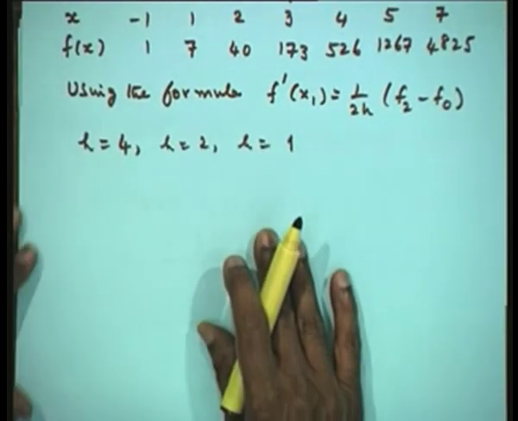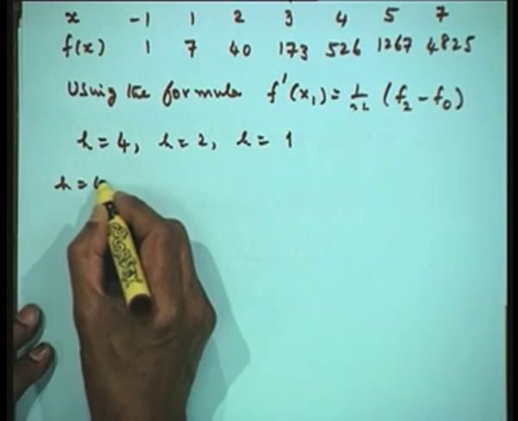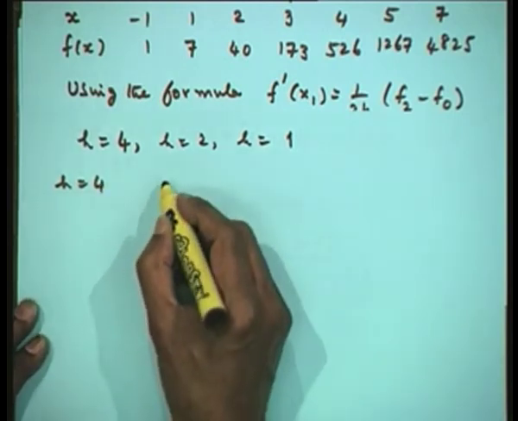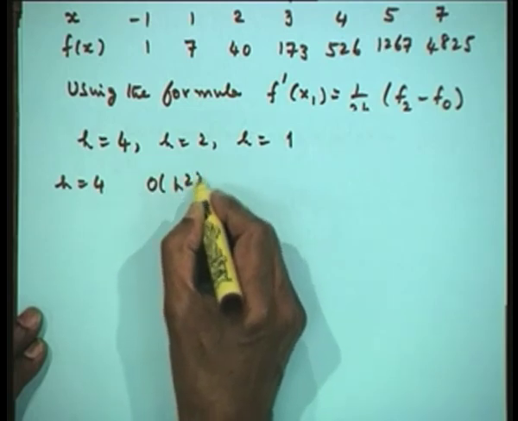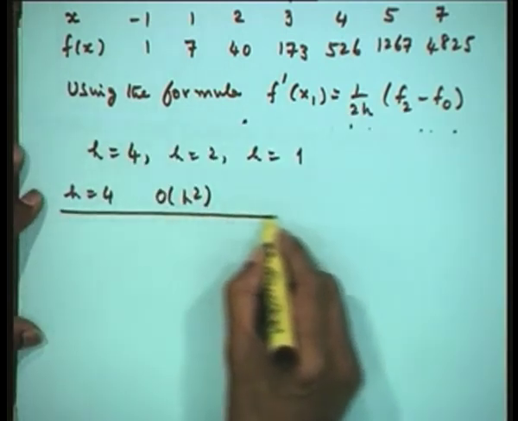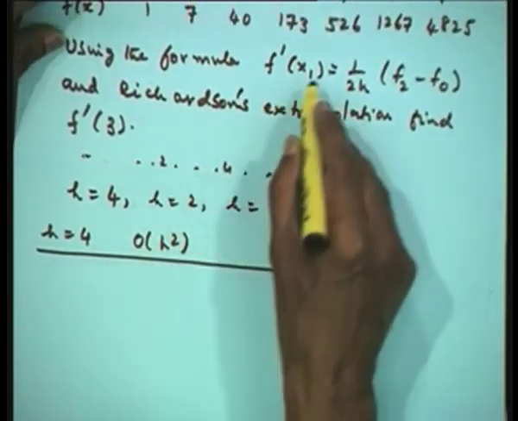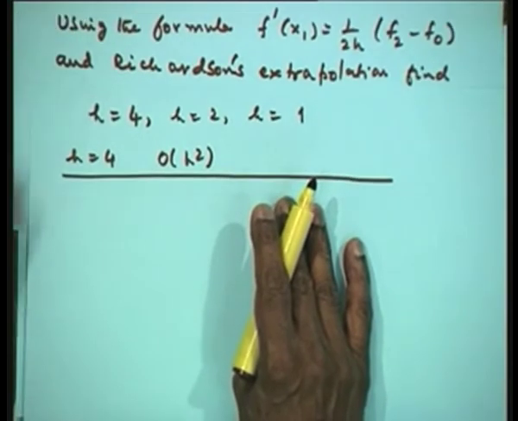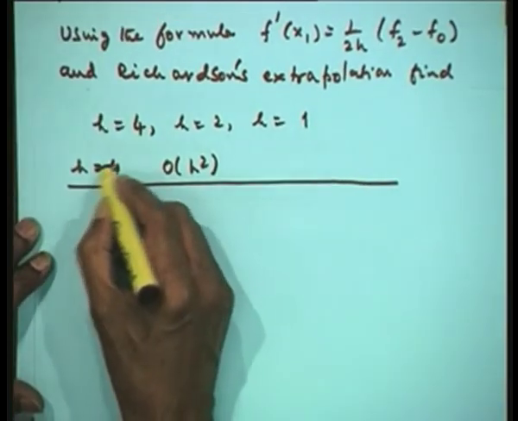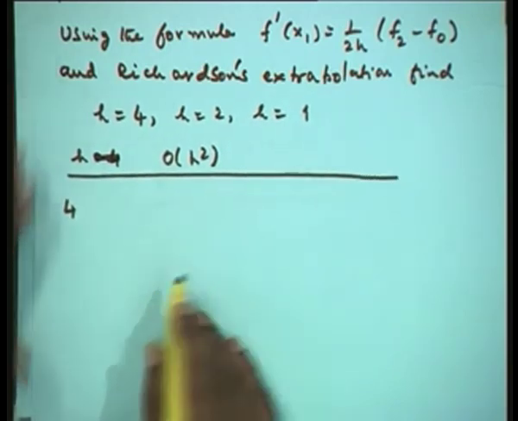Now, let us write down the solution. So, let us take h is equal to 4 and the formula that is given is the starting computation, order of h square formula. The leading term is order of h square, that is a second order method. h is equal to 4. Now, what is the value?